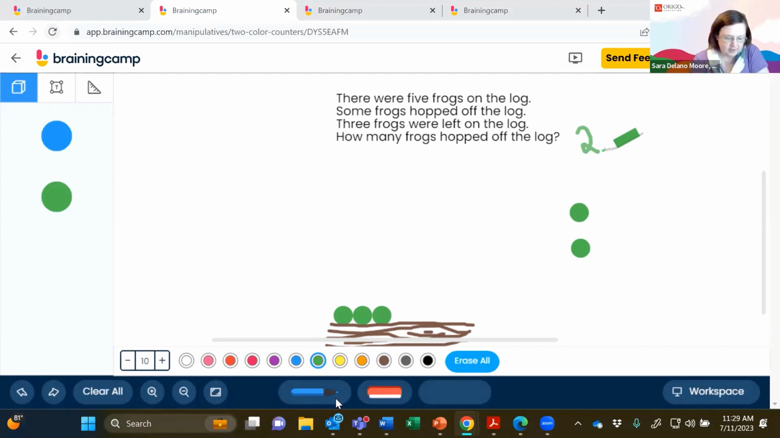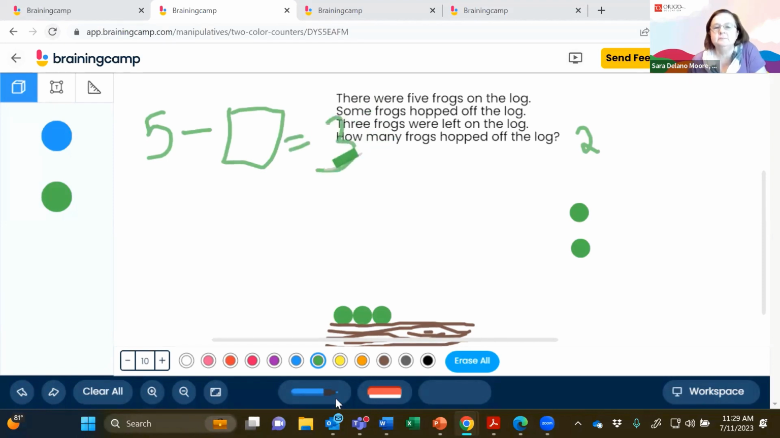And I can craft a number sentence here. There were 5 frogs on the log. Some of them hopped off. Hopped off or leaving mathematically typically means we're subtracting. But we don't know how many hopped off. So we're just going to leave that blank. And at the end of the story, there were 3 frogs left.